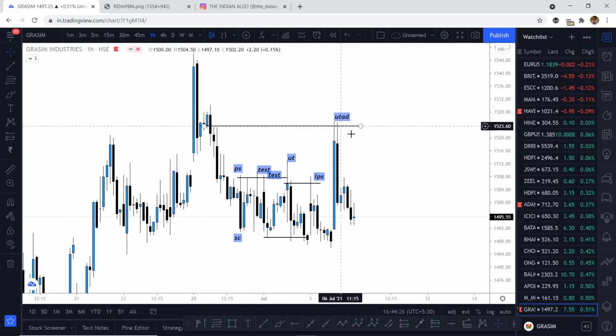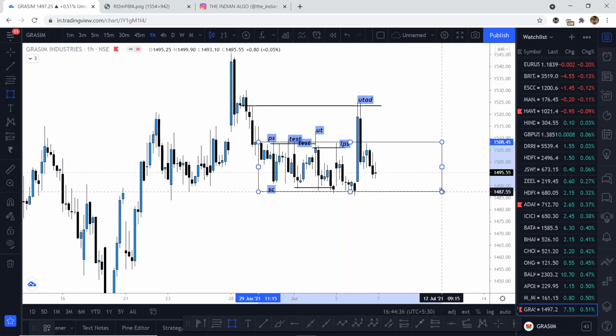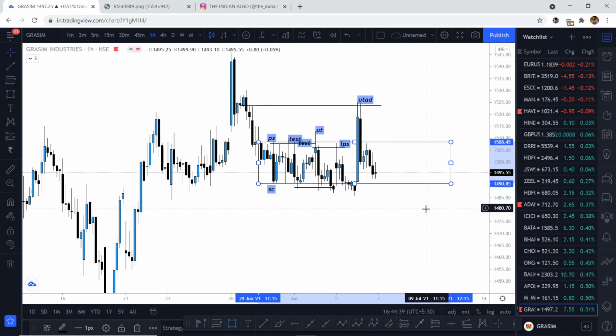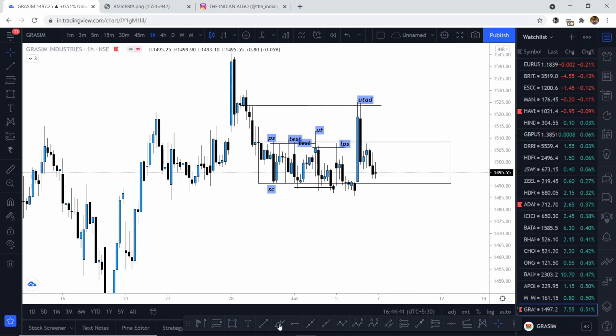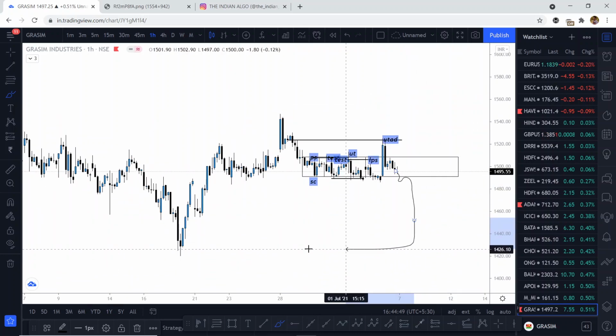We had a very nice selling opportunity. Now what? This is where the prices are. Once I see the prices probably break out of this box, I'll see a pullback and I'll go short. There's a very nice shorting opportunity, and the prices can actually fill this void.